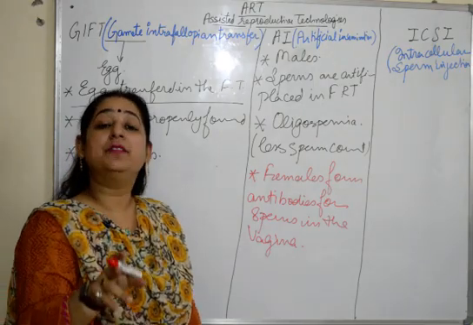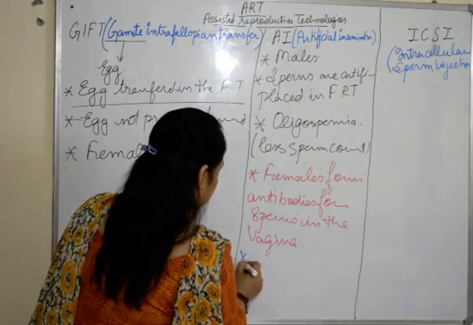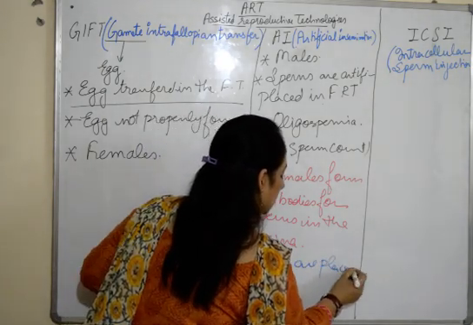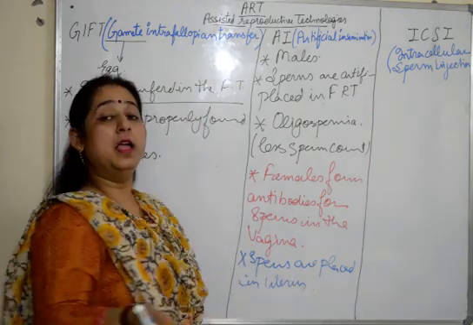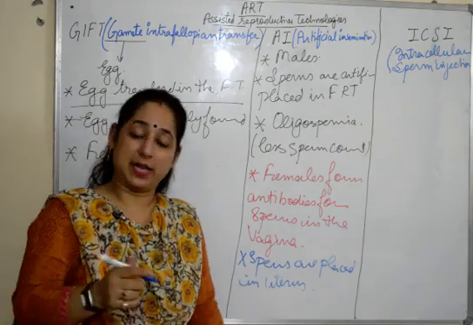So now herein what is done? The sperms are placed directly in the uterus, not in the vagina, because the antibodies are there. So it's directly placed in the uterus and the fertilization takes place.